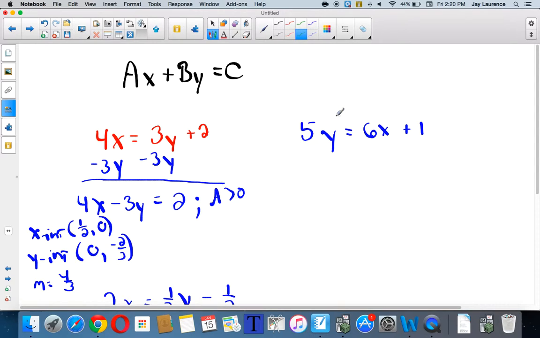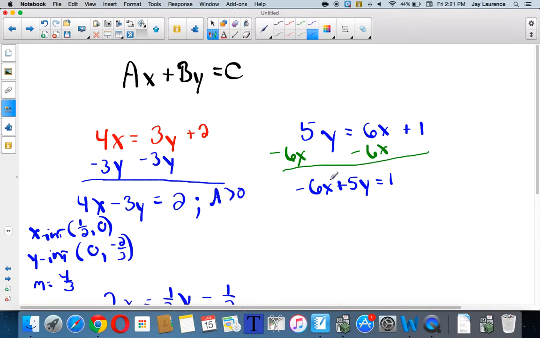Okay, let's come over here to the blue one. And in this one, it looks like I don't like where the 6x is. I got the 5y on the left. I got the 1 over there on the right. I don't like that 6x being there. So I'm going to subtract it off from the right-hand side. Now, this is going to present a small problem, but that's easily rectified. So we have -6x + 5y = 1.